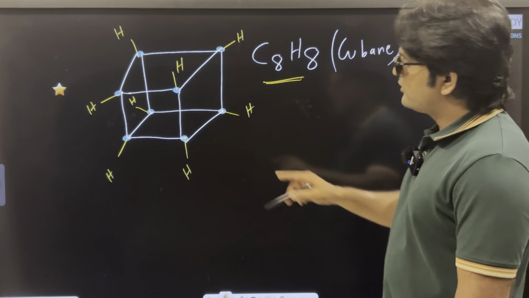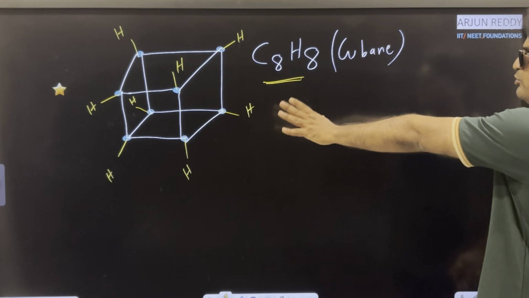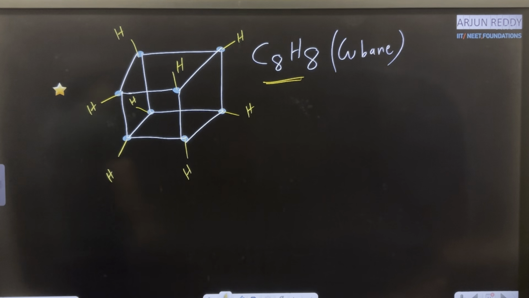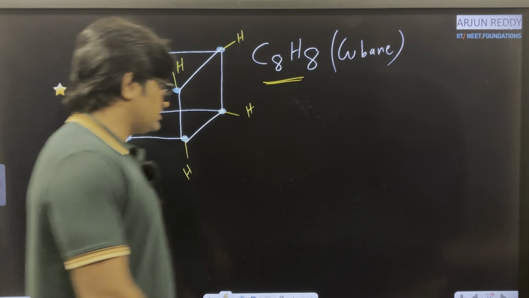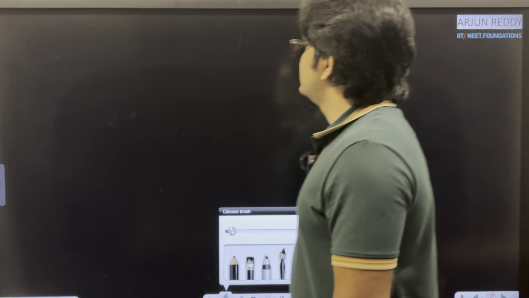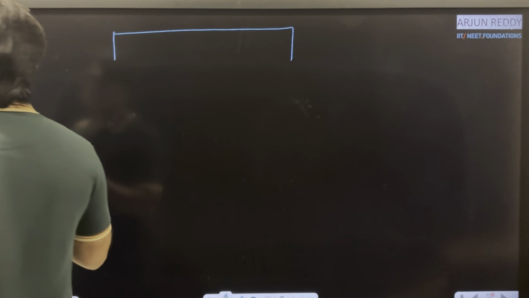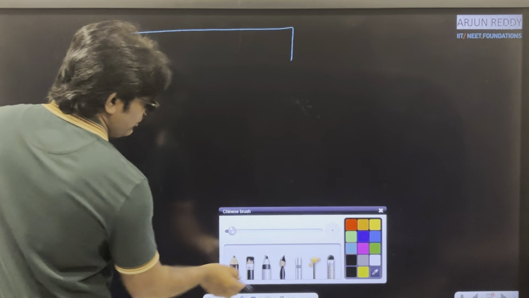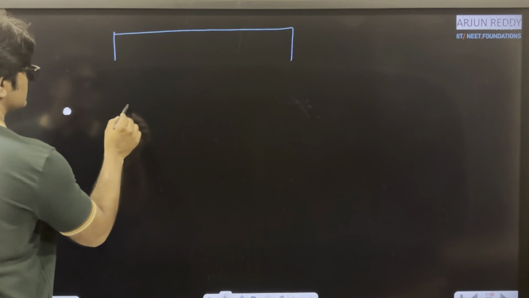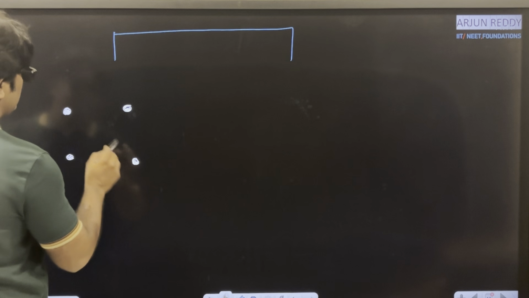For example, if the compound is given like this, once again you observe the cubane molecule, then I am going to ask the question: cubane, what is the molecular formula? C8H8. Yes. These are the two different types of questions they are asking. They are giving the cubane structure using 8 carbon atoms and 8 hydrogen atoms.